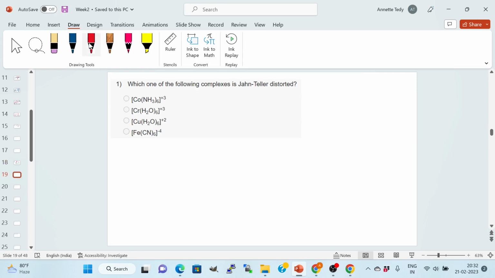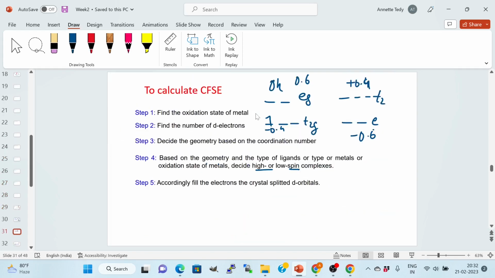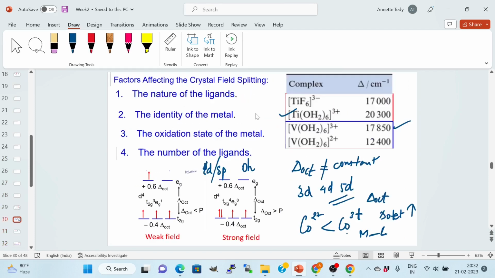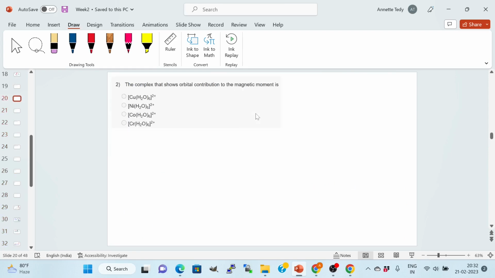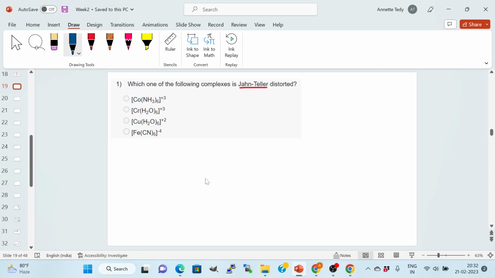Now, this is something called the Jahn-Teller distortion. So before that, I'll just show, I'll discuss it here. First, let me write the splitting pattern for octahedron.